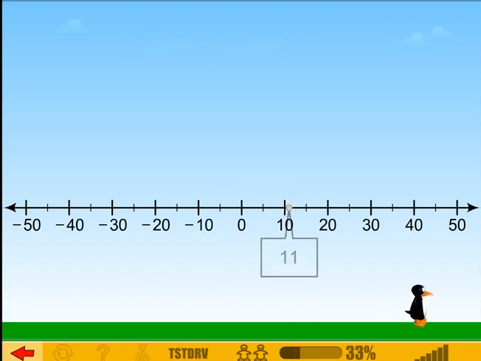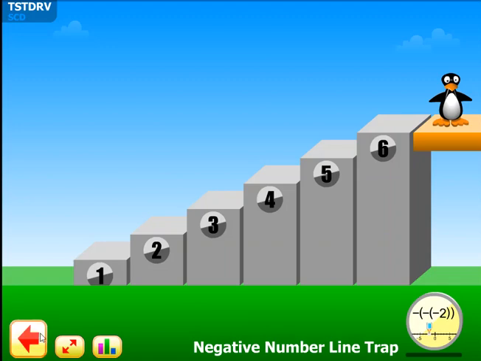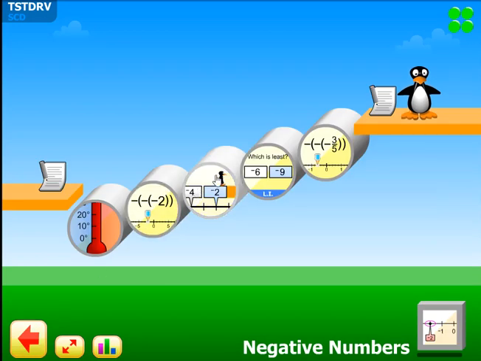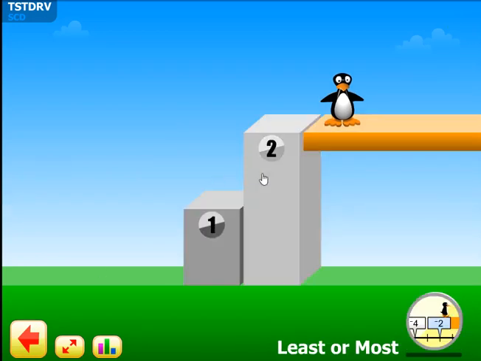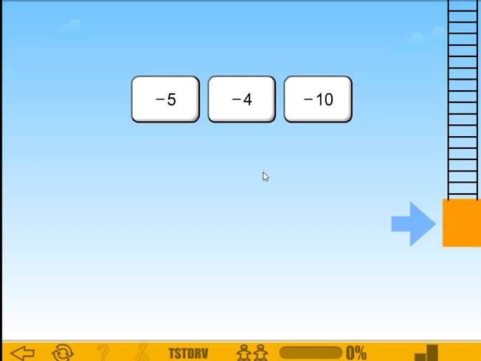Very nice. Okay, next one is least or most. So what is the most? Is that what we're looking for here? Out of these three, negative 10 is the least, negative 5 is the second least, and negative 4 is the most out of those three.